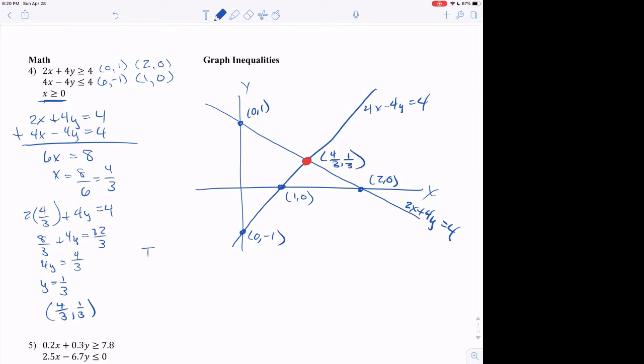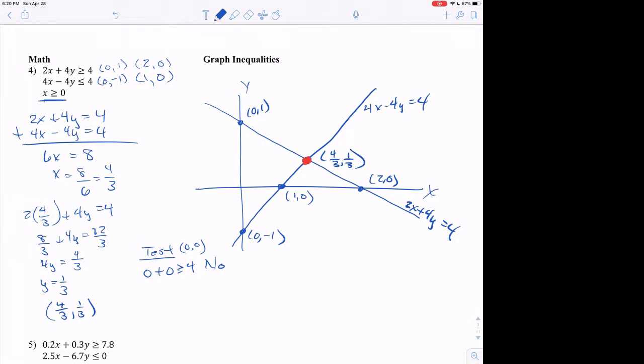Okay, now I need to test. And I'm going to test 0, 0. So I have 0 plus 0 is greater than 4. And that's a no. So that means that in this line, everything goes away from 0, 0.